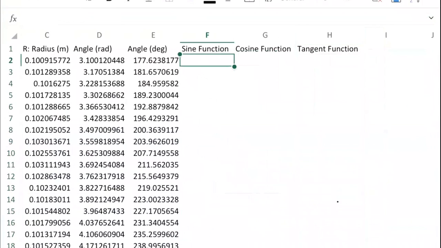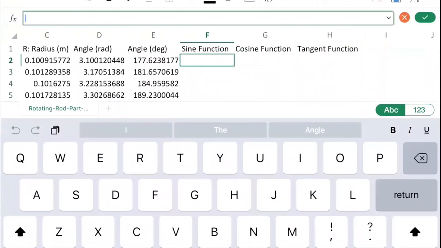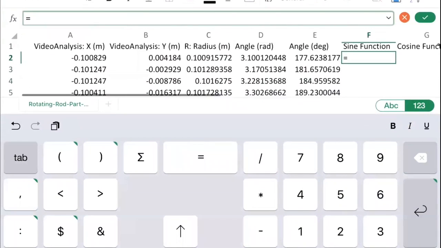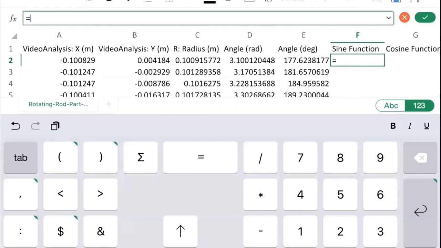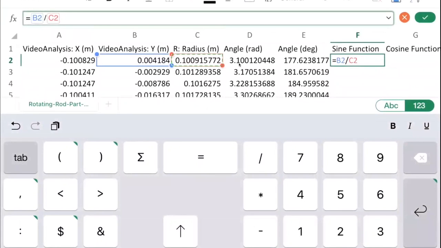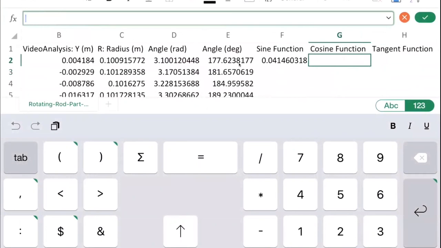Okay, so we remember what our sine function is. Our sine function is just y over r. So all we have to do is just say equals to, what is this? This is y divided by r. So you'll see that we have y right here and we have r right there, okay? And then we'll just hit return and I'll do the cosine function.